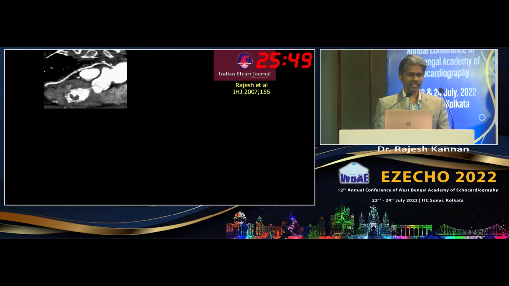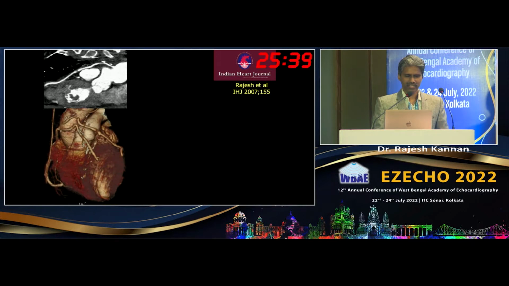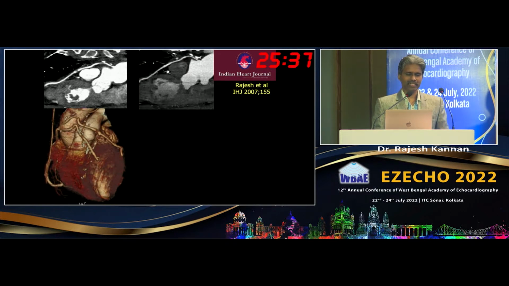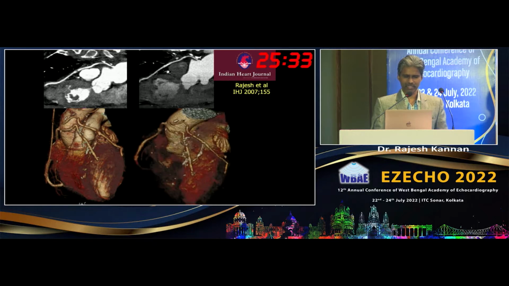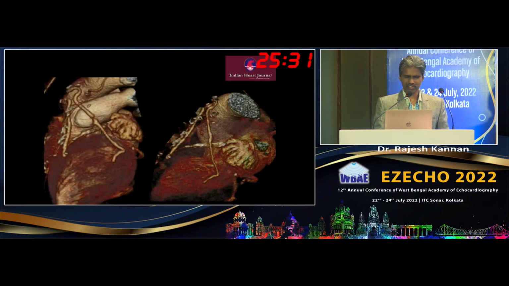And this is a case which we published way back in 2007. Post-CABG, the patient developed acute chest pain, and CT clearly showed an acute thrombus in one of the grafts. Here we can see that after the thrombolysis, it has completely disappeared. This is the thrombus, and this is the follow-up after thrombolysis, showing a normal patent graft. So to assess the graft patency, CT is very good.